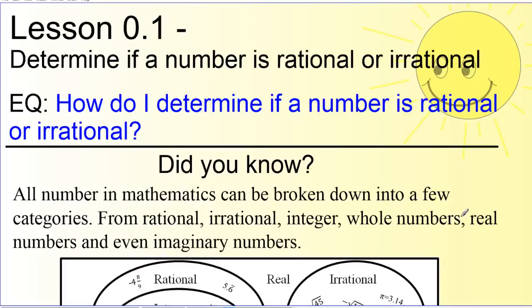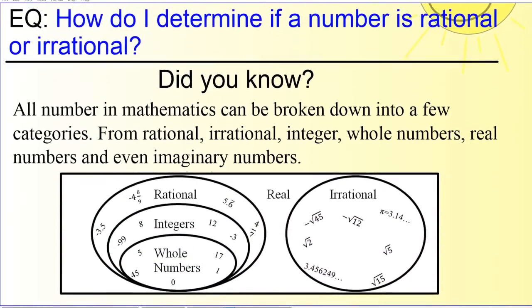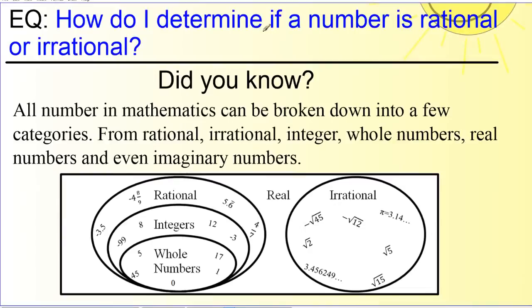We're starting a unit on rational and irrational numbers. So all the lessons are going to be basically determining if something is rational or irrational, how to convert from one type of number to another, compare them, put them in order from least to greatest, do some problem solving with them, but that's the basics, is knowing what is a rational or irrational number. Our central question is, how do I determine if a number is rational or irrational? Pretty straightforward.